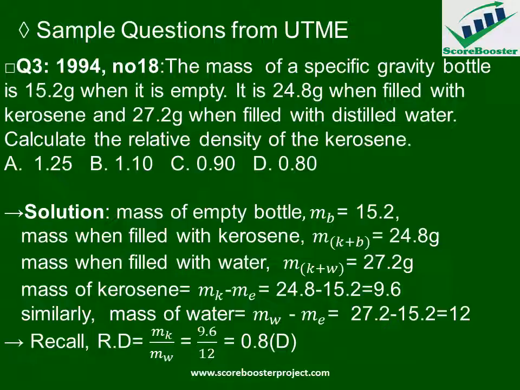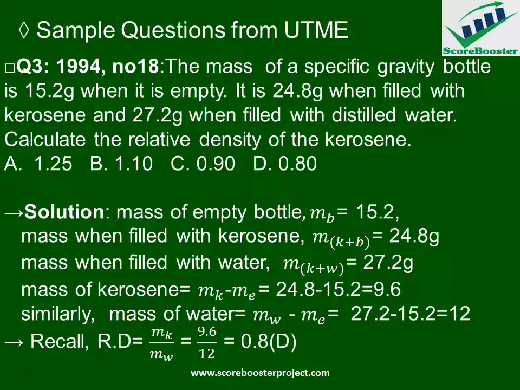Now on to solution. The first thing, as usual, is to write out the given parameters. So now we are given the mass of the empty specific gravity bottle to be 15.2 gram. Then we are given the mass of the bottle when it's filled with kerosene to be 24.8 gram. Then when it's filled with distilled water, it is 27.2 gram.